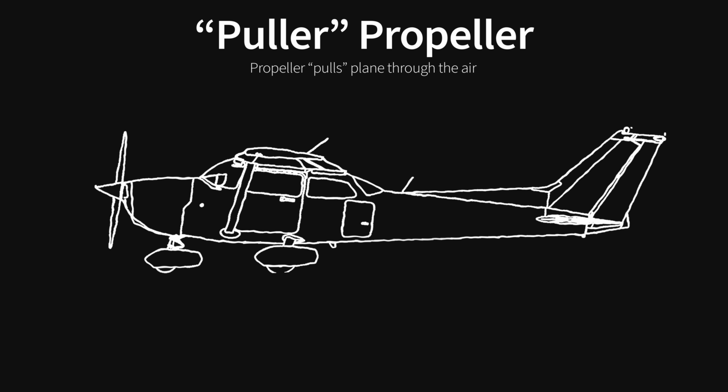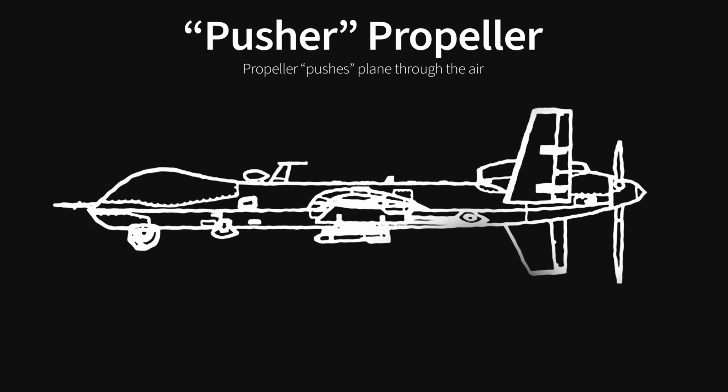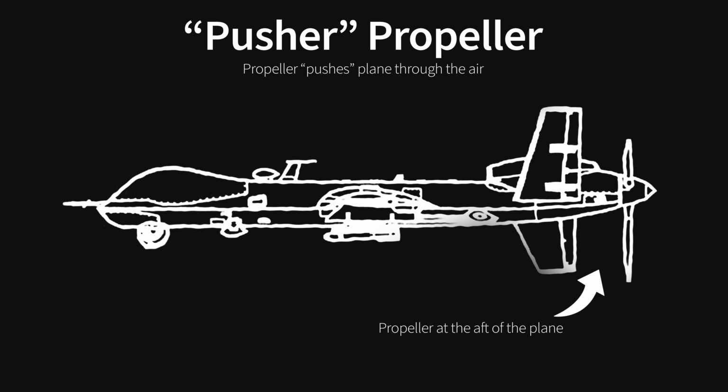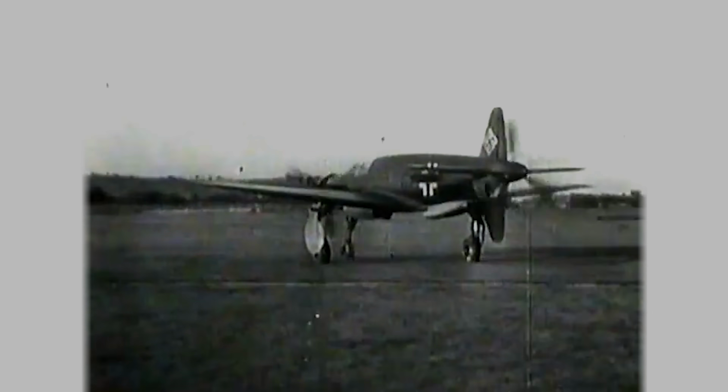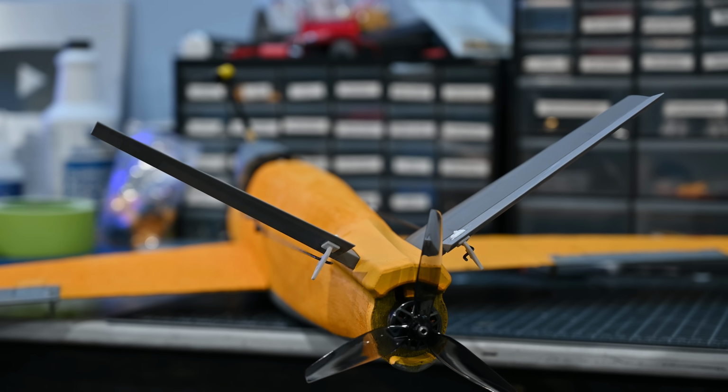Most planes that you see have a propeller in the front that pulls them through the air. Others have a propeller in the back which sort of pushes them through the air. But for this plane, we're gonna have both. This idea was actually explored by a company called Dornier back in the 1940s when they built the DO-335. And it proved to be one of the fastest propeller planes ever built. So I wanna see if this actually works on an RC scale as well.